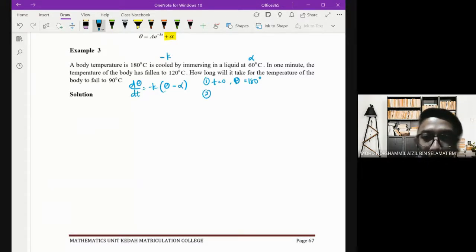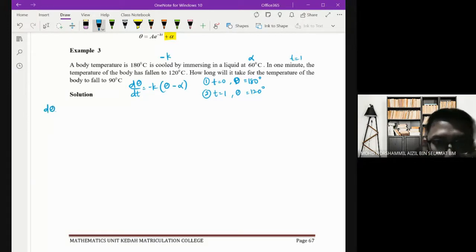And then dia bagi tahu after 1 minute, means that after t equals 1, the temperature of the body falls to 120. So temperature becomes 120. So this is the second condition. Yang pentingnya, kena dapat first condition dengan second condition ni, to make sure from general solution, you can move to particular solution. Alright? Okay.